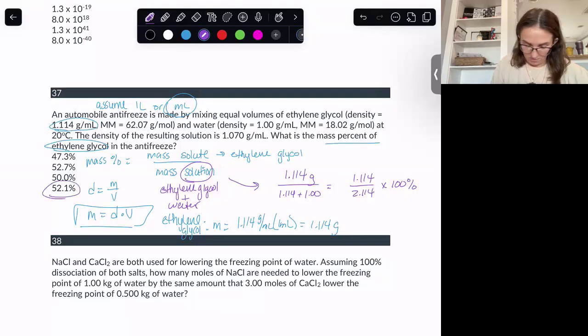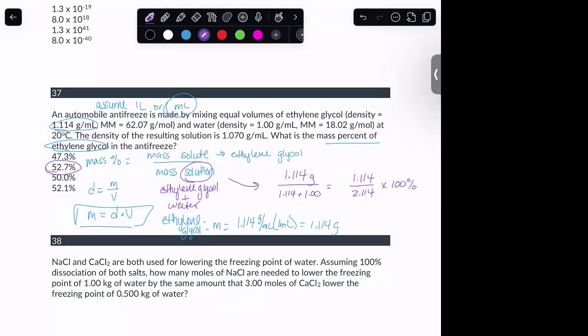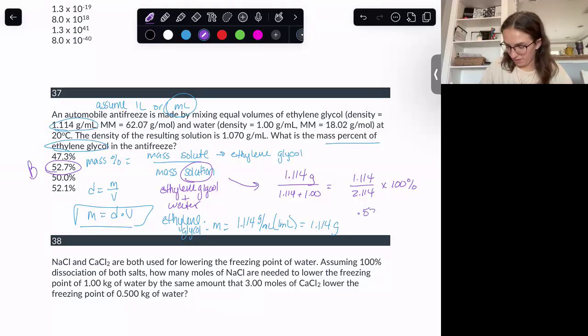About 52.7%. Yep, so that should be B here. Right, you end up with 0.5269, so that'll go to 52.7%. Okay, does that help the question on whoever asked that?